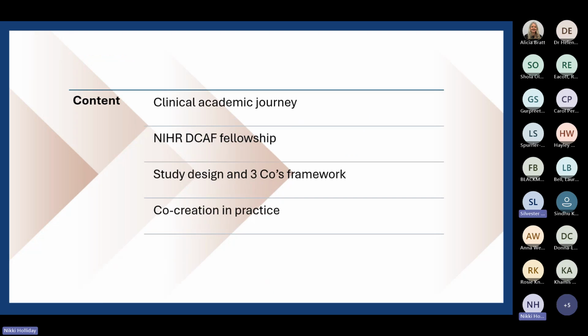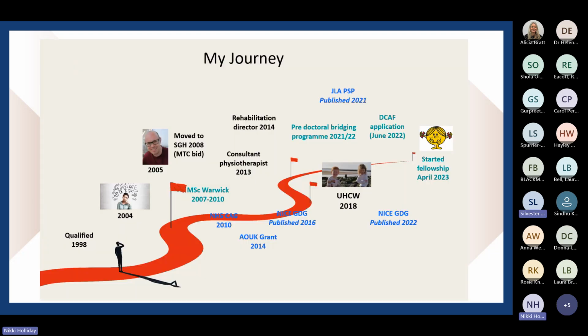So I was just asked to talk a bit about my clinical academic journey to get here, and then obviously my current study and the 3 codes framework, and how I've used co-creation in practice. Next slide. So just a little bit, I'm not going to go into detail, but I'm a physiotherapist by background. I qualified in 1998, progressed relatively quickly up to a band 7, and then came to that point of what do I do from here. That's the stage where I started to look at MScs, and actually did one in health services management.